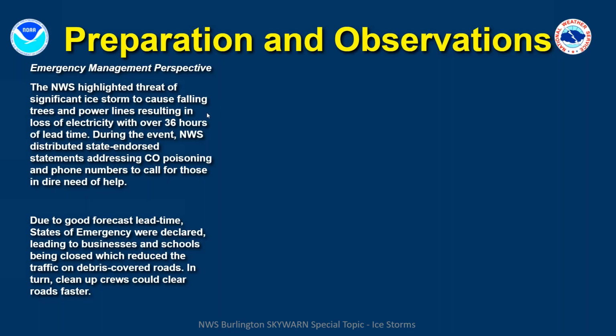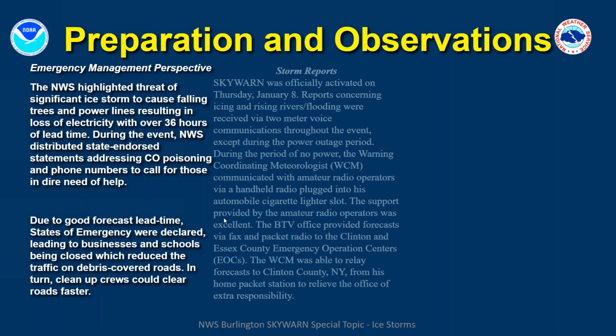So from the emergency management perspective, the National Weather Service was able to highlight the threat of a significant ice storm that would cause falling trees and power lines. And during the event, there were state-endorsed statements that addressed carbon monoxide poisoning and phone numbers to call for those in dire need of help. And states of emergency were declared that led to businesses and schools being closed, which reduced the traffic on debris-covered roads, which allowed crews to clear roads faster.